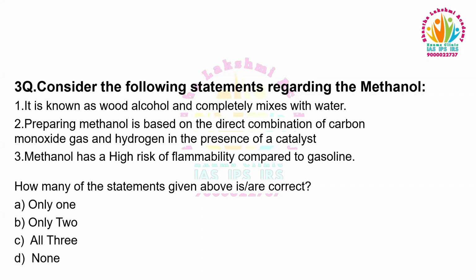Consider the following statements regarding methanol. One, it is known as wood alcohol and completely mixes with water. Two, preparing methanol is based on the direct combination of carbon dioxide gas and hydrogen in the presence of a catalyst. Three, methanol has a high risk of flammability compared to gasoline. How many of the statements given above are correct? Only one, only two, all three, none.